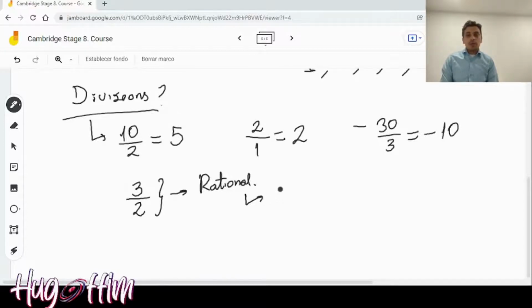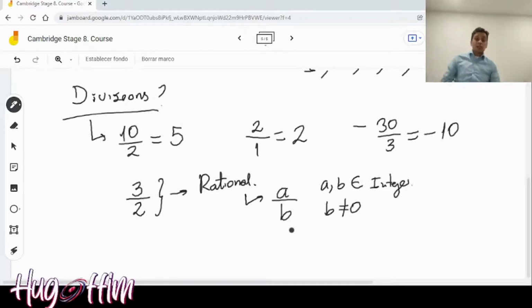A rational number is any number that you can represent in the form of a ratio, A over B, in which B should be different from 0, because if B is 0, we have an undefined division. A and B should belong to the integers. So when you have the rational numbers, what we're doing is getting the division to another level. Obviously, in rational numbers, we have the fractions. But remember that a fraction could be expressed as a decimal.